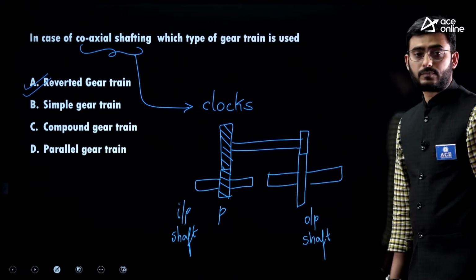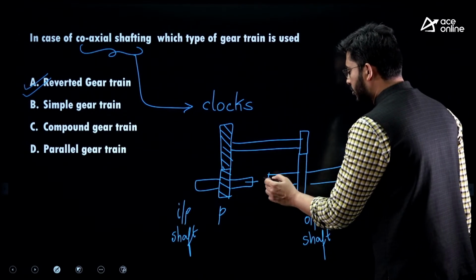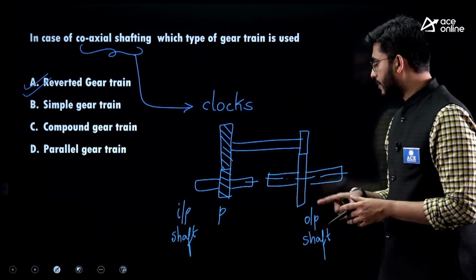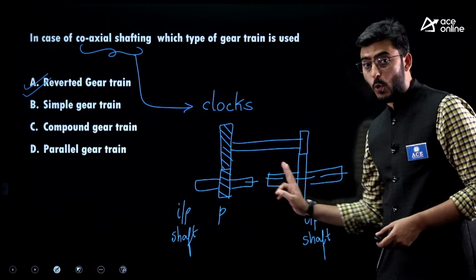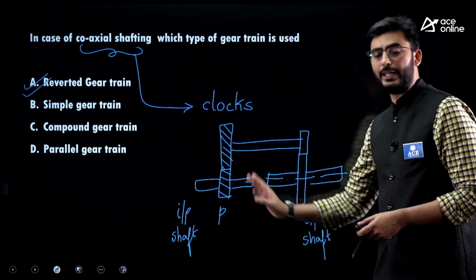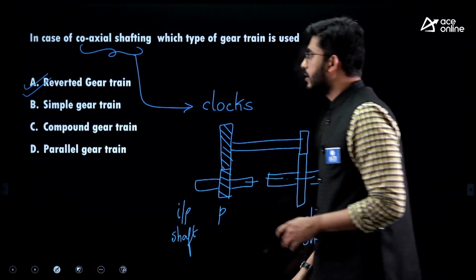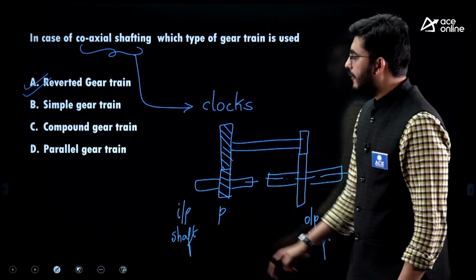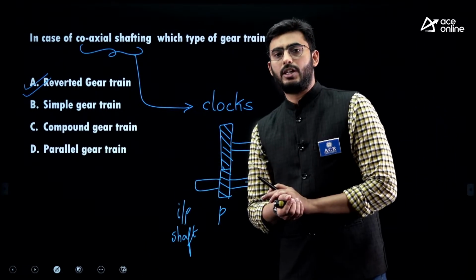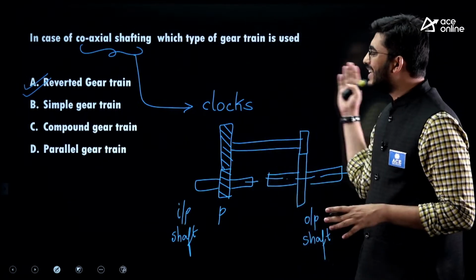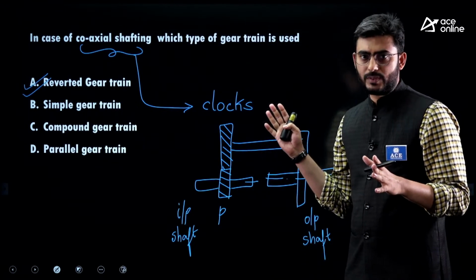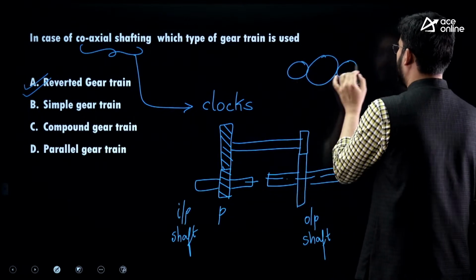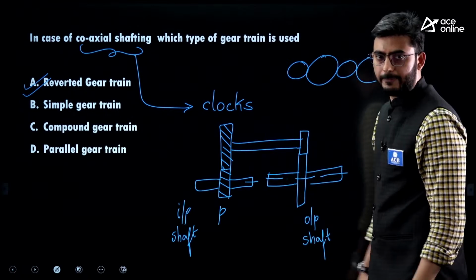Here both the input and output shafts are coaxial, but there is some break in between them. So that happens only in the reverted gear train. Whereas in case of a simple gear train, all the gears will be lying in a single plane, but their axes will be parallel. That is, all the gear axes will be lying in a single plane.